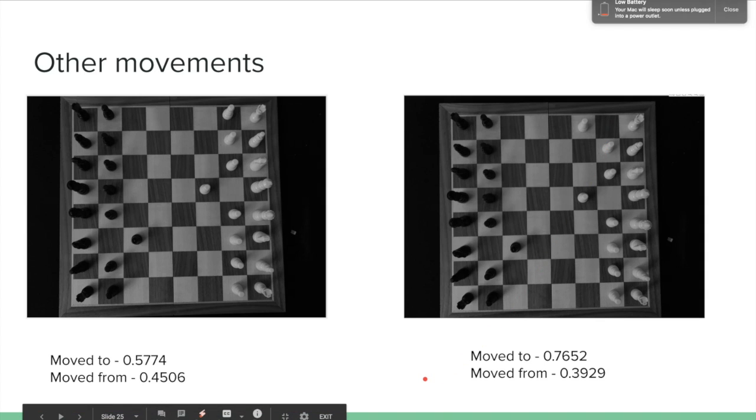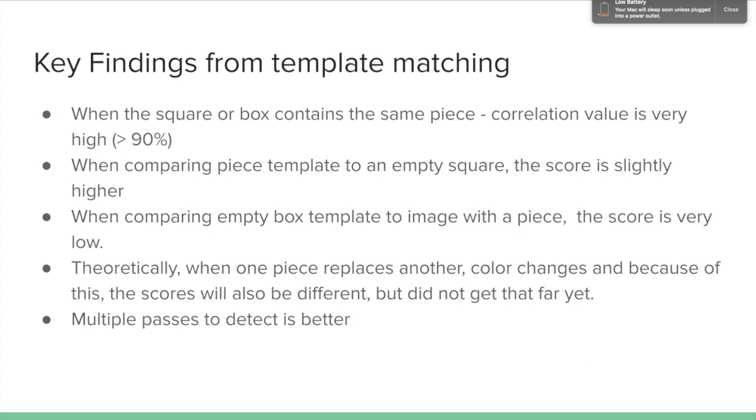And I think one of the reasons why this was as robust as it was is because of the fact that Normxcorr takes into account even the intensities and the angles of the images that are being considered as well. And based on this, it makes a correlation. It gives a correlation percentage between the template and the image. These are the key findings. When the square or box contains a piece, the correlation value is really high. When comparing them, the score is slightly higher. And this is the stuff that I went over as well: when comparing an empty box template to an image with a piece, the score is very low, and this is one of the most foolproof ways to detect a change in the state.